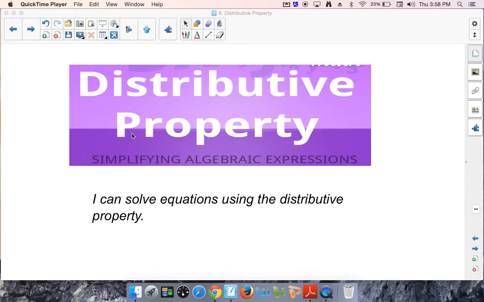Today we're going to look at the distributive property. We're going to use it to simplify algebraic expressions, and we're going to use it to solve equations. It's part of the standard of maintaining equality on both sides of the equal sign.